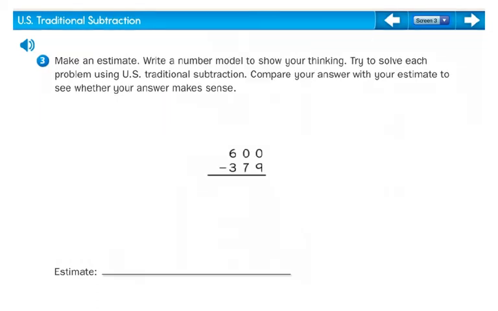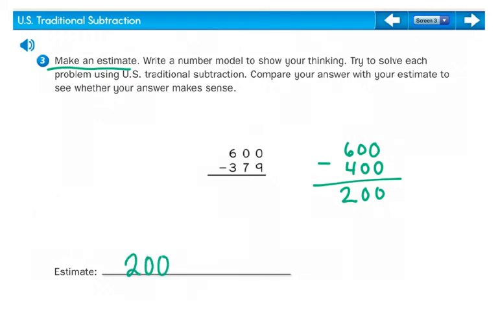Looking at number 3. We're going to go ahead again and make an estimate first. Well, we can keep 600 as is. That one is easy to deal with. Let's round 379 to the nearest 100. 5 or more, raise the score. Go ahead and subtract. Again, remember, pause the video as needed. Now we're going to go ahead where our estimate should be close to 200.